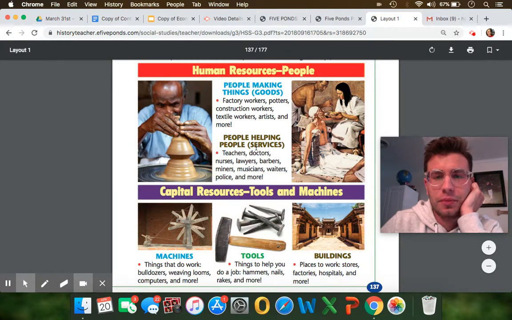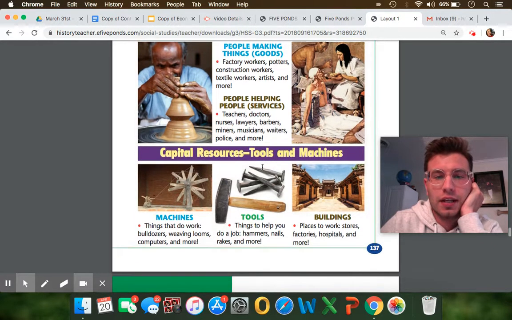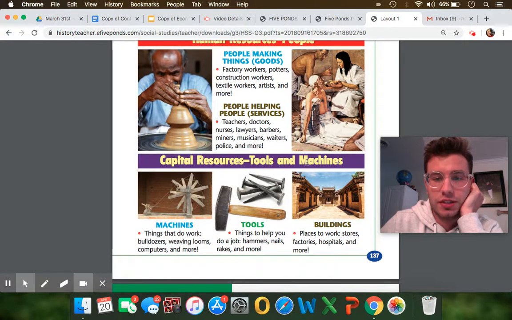And people helping people are services: teachers, doctors, nurses, lawyers, barbers, miners, musicians, waiters, policemen, and more. So people who aren't necessarily making things, but they're doing things that help people. It looks like this is an old picture of maybe a doctor helping a sick man. And capital resources, tools and machines. So we've got machines, things that can do the work: bulldozers, weaving looms, computers. Tools are things like hammers, nails, rakes, and other things. And then buildings, where the service is actually taking place: stores, factories, hospitals, and more.